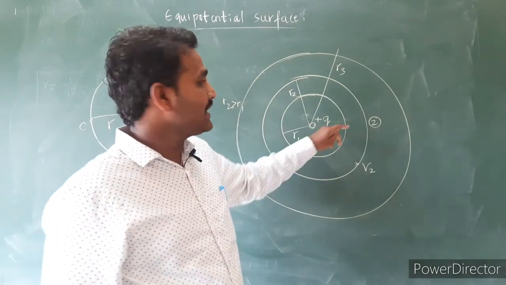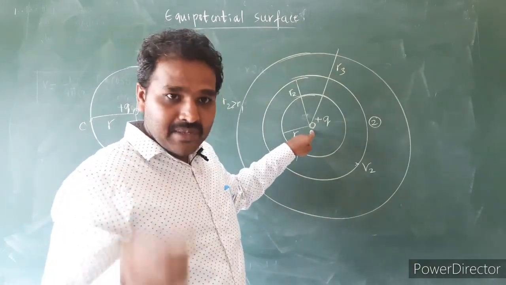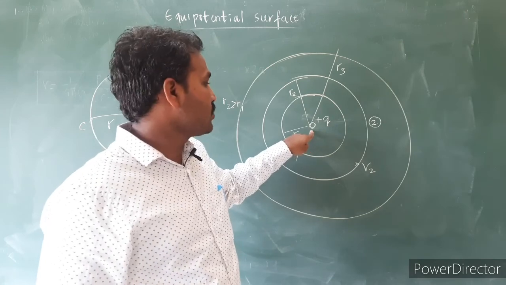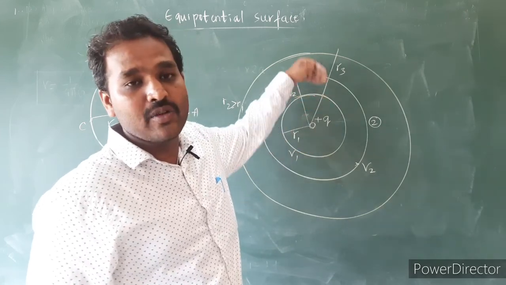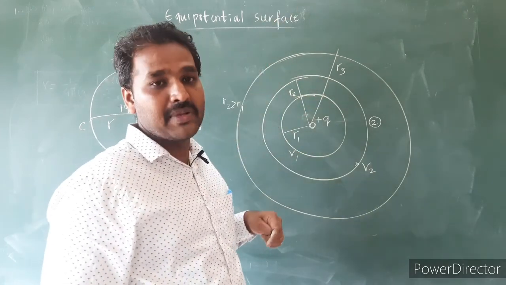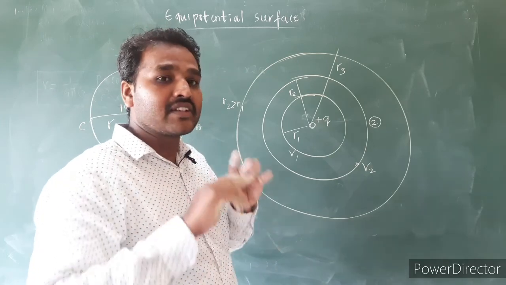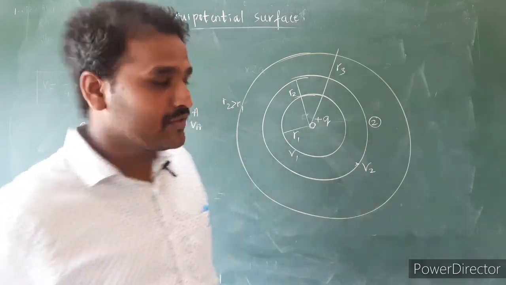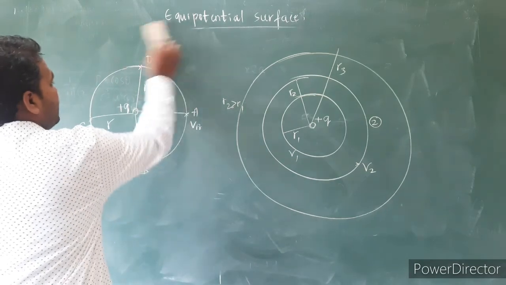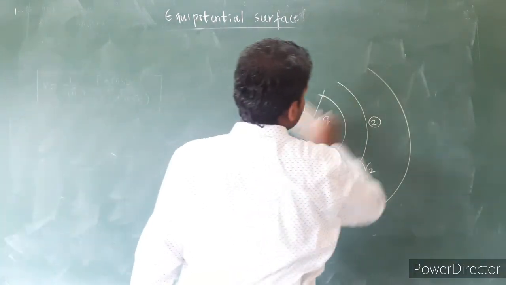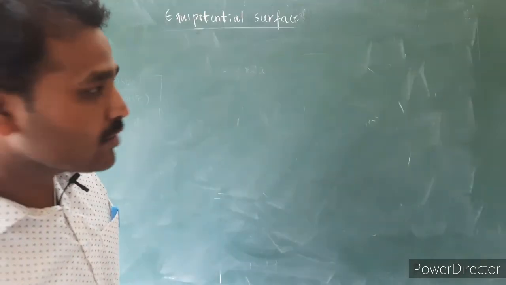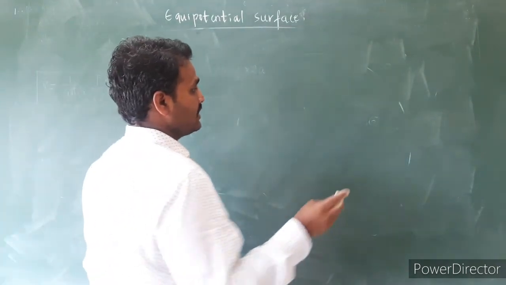So, I want to say that the same source charge can have different equipotential surfaces depending on the distances of that surface with respect to the position of the source charge. Yes, this is one definition of equipotential surface. We can define equipotential surface in another way also.